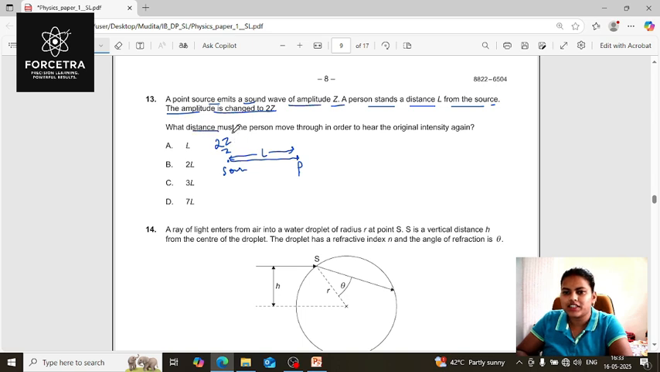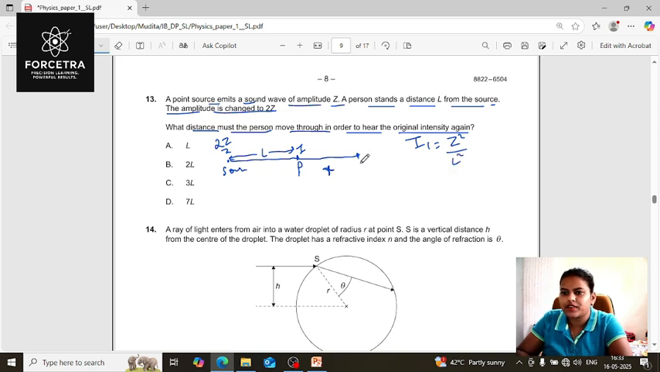What distance must the person move through in order to hear the original intensity again? So how much extra distance he needs to cover, x is the new distance he needs to cover to listen to the same intensity that he was hearing at this point. So the original intensity, or I1, is equal to z square upon L square.